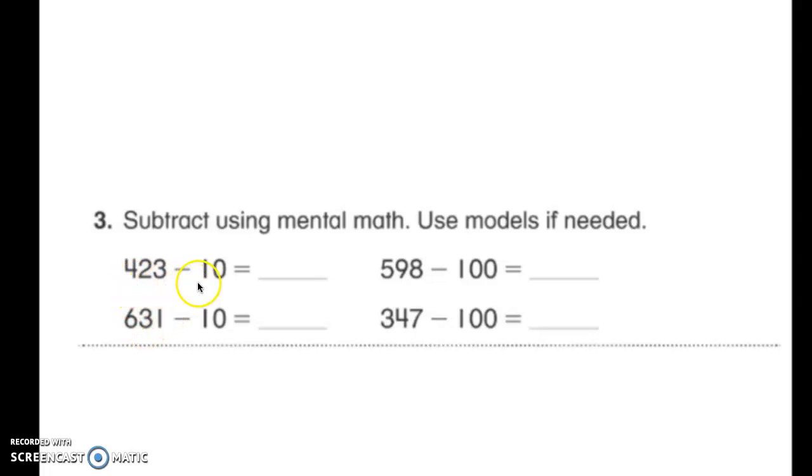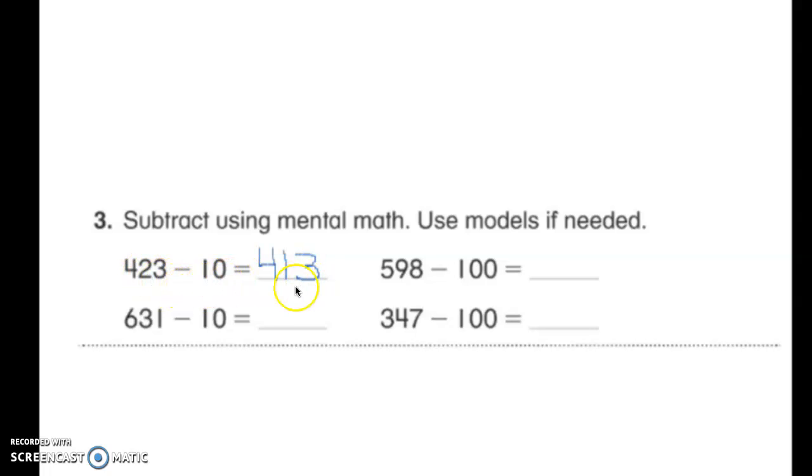So 423 minus 10, we're just subtracting the tens place. So nothing should change in the hundreds place and nothing should change in the ones place. So we keep the hundreds place the same. So we have a 4. We do change the tens place. We're taking 1 away, and 2 minus 1 is 1. So our tens place is now going to be a 1, and our ones place does not change.